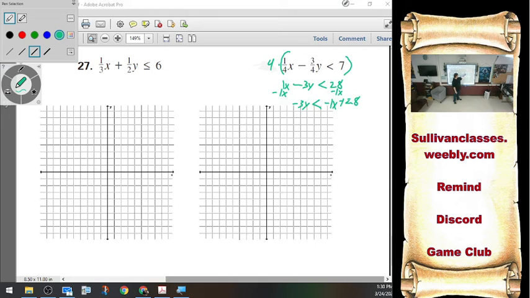Then I subtracted 1x from each side, and y still isn't by itself. So I'm going to divide by -3. I get y, and since I divided by a negative, I need to flip the sign.